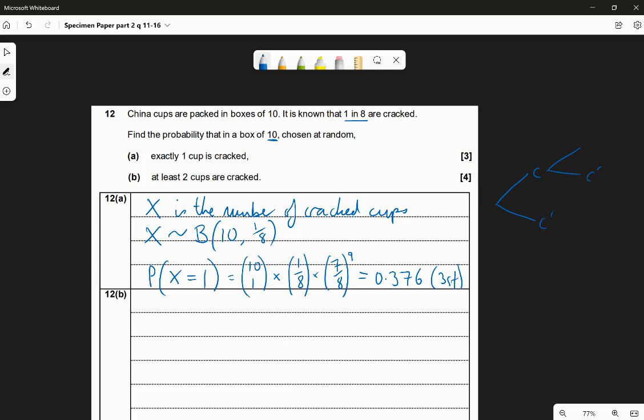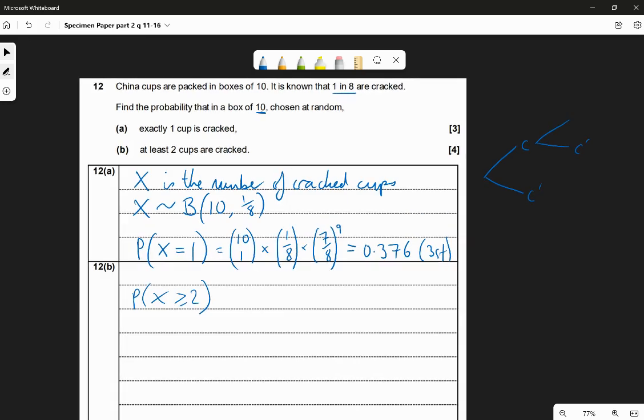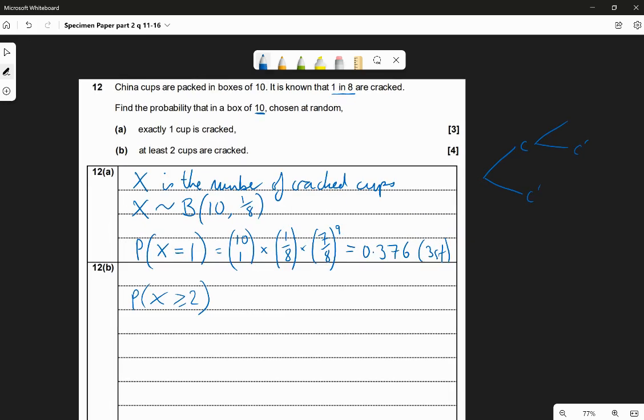Now, part B. Find the probability that at least 2 cups are cracked. So that's the probability that x is greater than or equal to 2. Now, when you have to find multiple different possible options, you then find each individual one and add them together. So this is the probability of getting 2 cracked, plus the probability of getting 3 cracked, plus 4 cracked, 5 cracked, 6 cracked, all the way up to 10 cracked. Now, that would take me a long time to add up all of those different possible options. So you've got to be clever and think, well, what's an easier way of doing this?